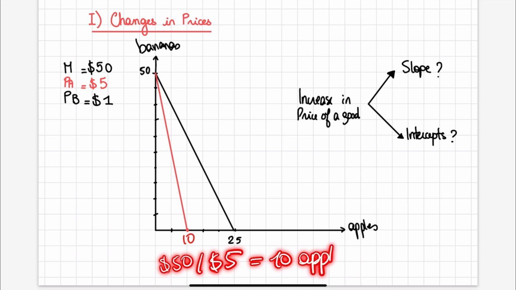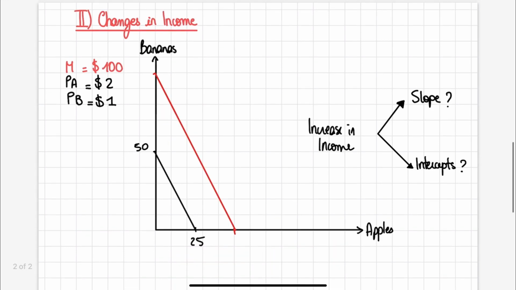Okay, now let's discuss the second scenario. What happens when my income changes? So we'll revert the apple price back to $2, but this time our budget doubles from 50 to 100. In this case, the opportunity cost stays the same actually, because to get one apple, I still give up 2 bananas. My sacrifice does not change. But the intercepts, they do change.